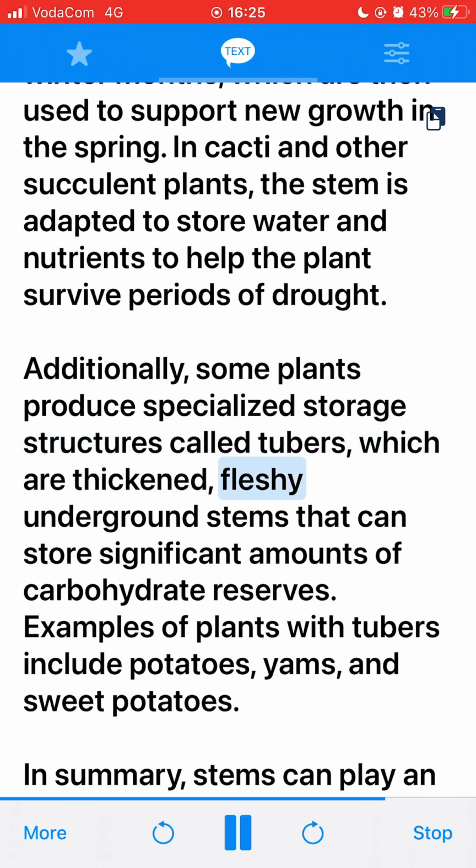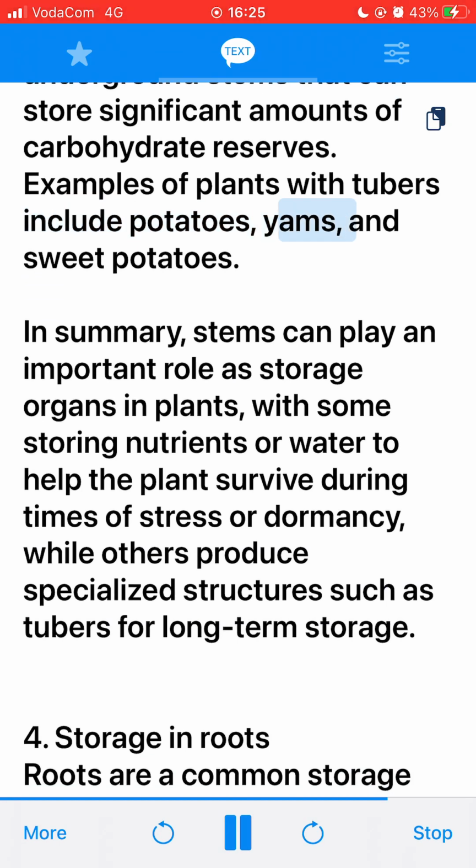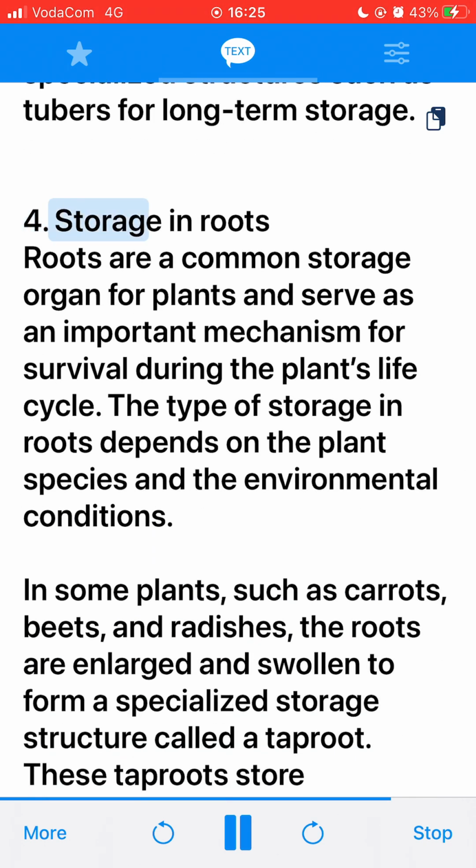Additionally, some plants produce specialized storage structures called tubers, which are thickened, fleshy underground stems that can store significant amounts of carbohydrate reserves. Examples of plants with tubers include potatoes, yams, and sweet potatoes. In summary, stems can play an important role as storage organs in plants, with some storing nutrients or water to help the plant survive during times of stress or dormancy, while others produce specialized structures such as tubers for long-term storage.